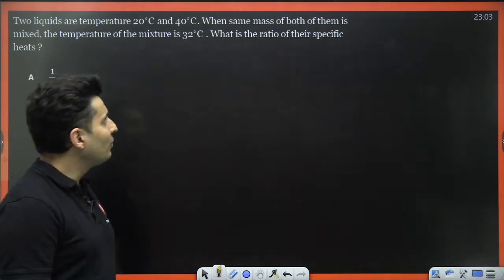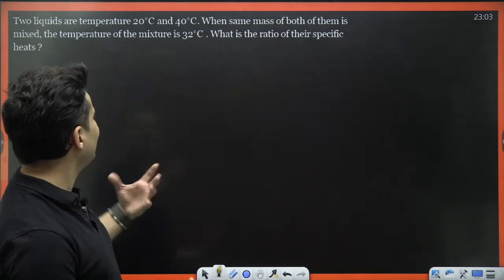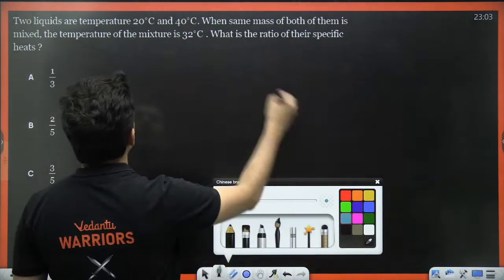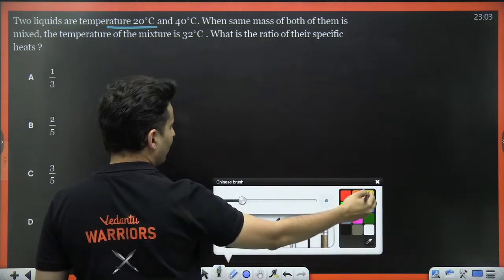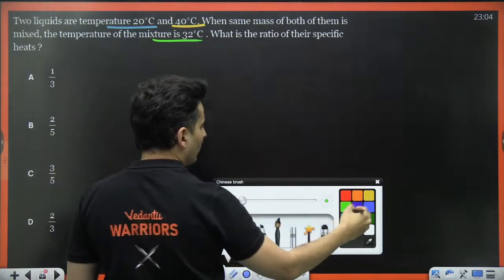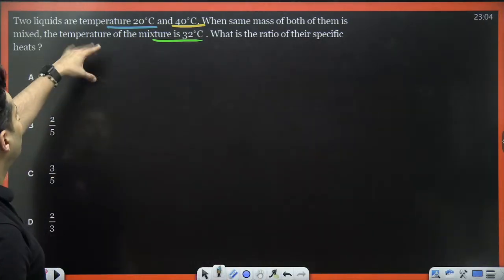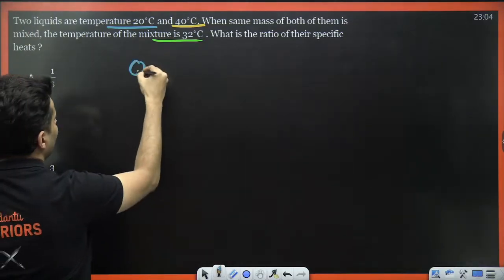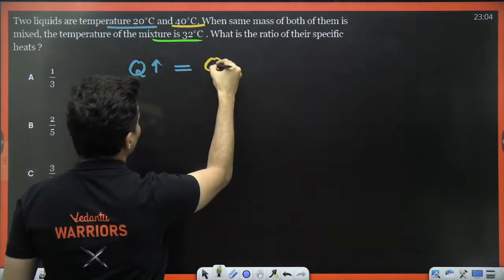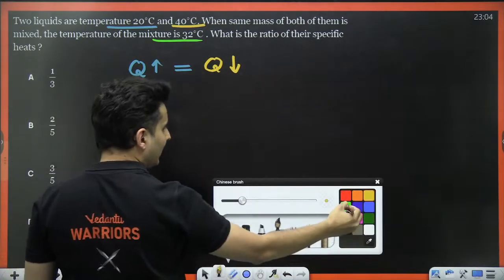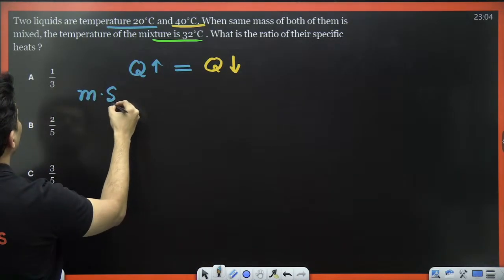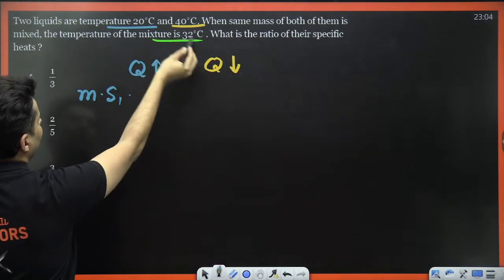Two liquids are at 20 and 40. When the same mass of both is mixed, the temperature of the mixture is 32. Here you need to identify who is cold and who is hot. The cold one is at 20, the hot one is at 40, and the equilibrium temperature is 32. The heat gained by the cold body will be exactly equal to the heat lost by the hot body. The heat gained by the cold body is mass into specific heat capacity into delta T.